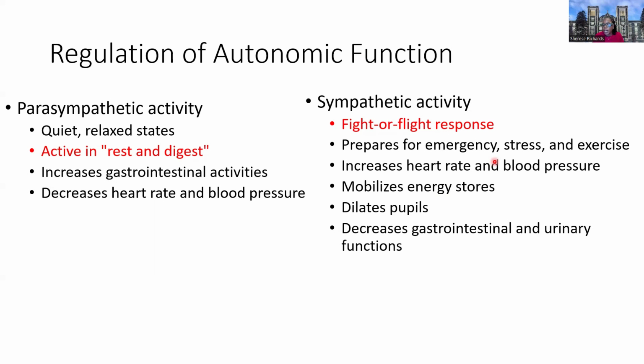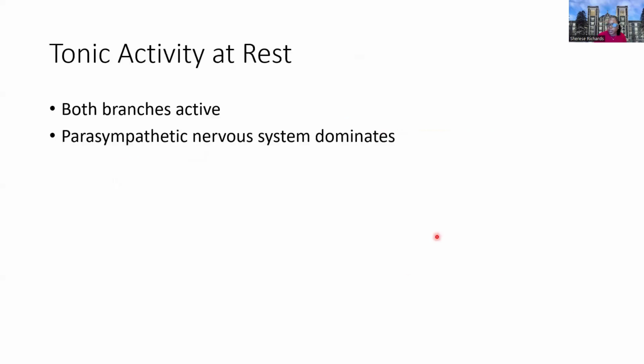This is usually why folks will sometimes lose control of their bladder, have an accident, when they are in a stressful situation, when they receive stressful information, and that can be because of an automatic collapse of the parasympathetic influence and the sympathetic influence, which decreases urinary and gastrointestinal control. When you think about both branches, again, both are active at rest, but parasympathetic is just a little bit more predominating than sympathetic.